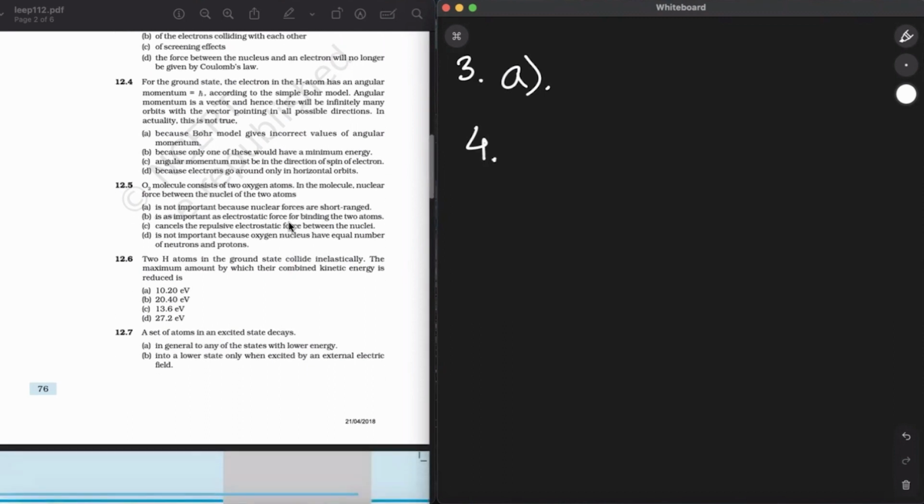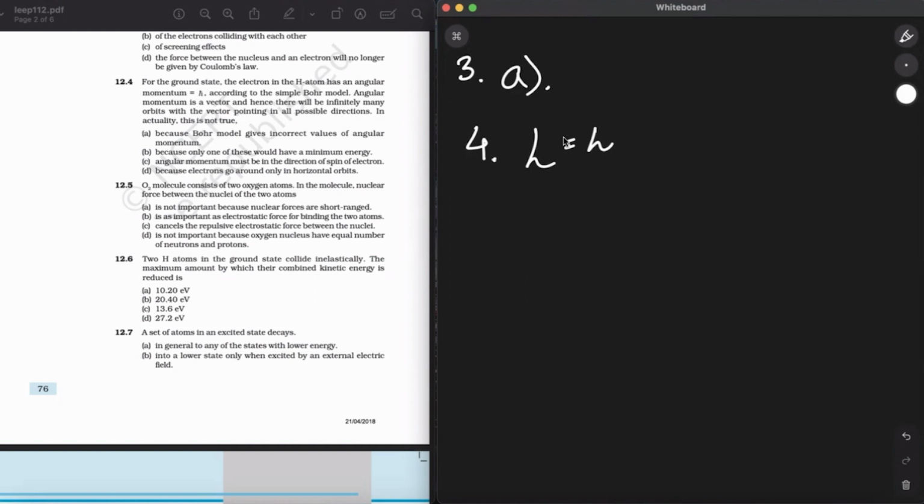For the ground state, the electron in the H atom has an angular momentum h. According to the simple Bohr model, angular momentum is a vector and hence there will be infinitely many orbits with the vector pointing in all possible directions. Actually, this is not true. This is also a theoretical question. So what is it saying? It is saying that the electron in the H atom has an angular momentum h. According to the simple Bohr model, angular momentum is a vector and hence there will be infinitely many orbits with the vector pointing in all possible directions. Why is this not true?